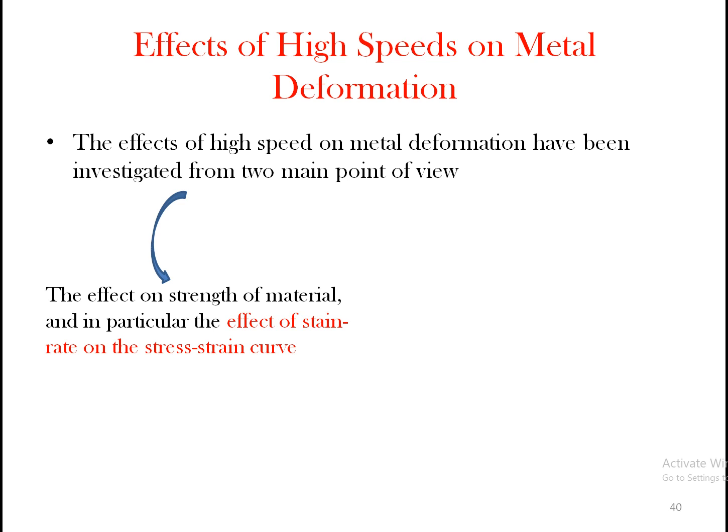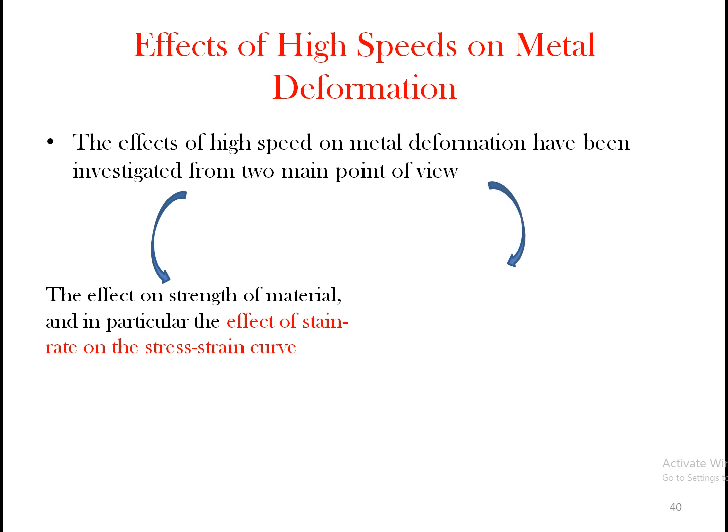When you compare with conventional forming methods, you can see that strain rate is higher for high velocity forming. Since the velocity is higher, the strain induced in the material is higher, because the forming is happening in a quicker way. Therefore there is a high strain rate occurring in high velocity forming. So first we'll investigate the effect of this strain rate on the stress strain curve.